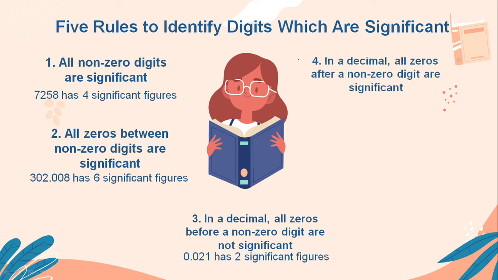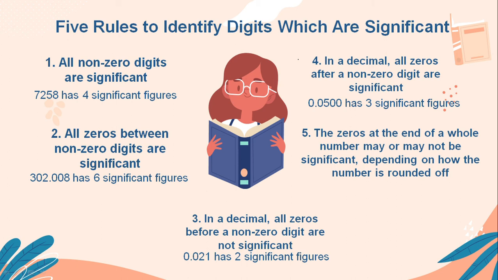The fourth rule, in a decimal, all zeros after a non-zero digit are significant. For example, 0.0500 has 3 significant figures. And the last rule is that the zeros at the end of a whole number may or may not be significant, depending on how the number is rounded off.